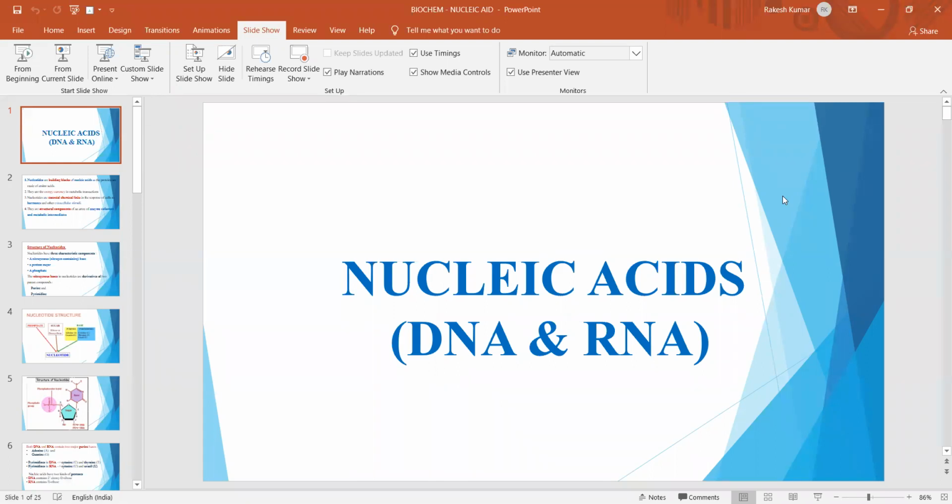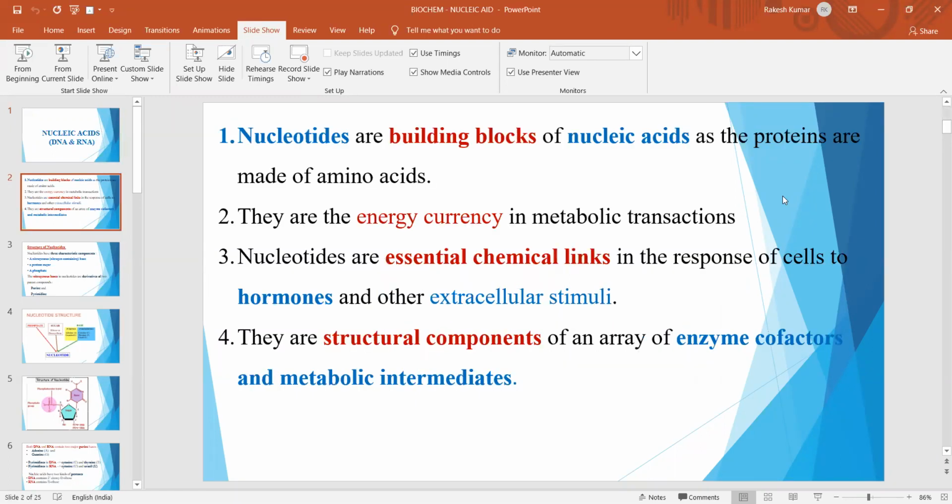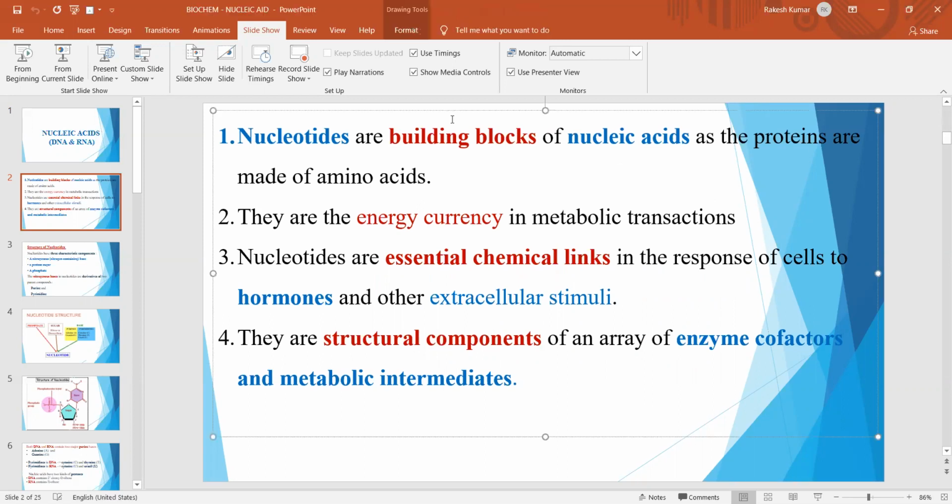The term nucleic acid is the overall name for DNA and RNA. They are composed of nucleotides, which are the monomers made up of three components, that is, a 5-carbon sugar, a phosphate group, and a nitrogenous base. That means nucleotides are building blocks of nucleic acids in the same way as amino acids are for proteins.